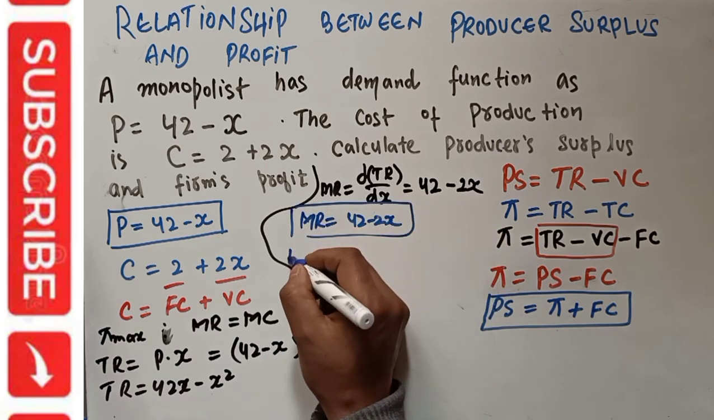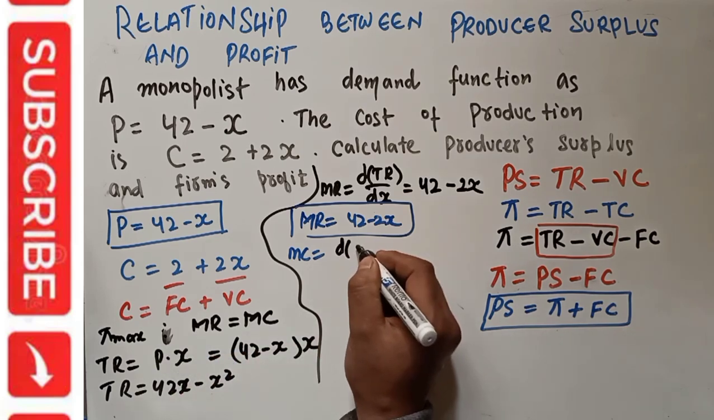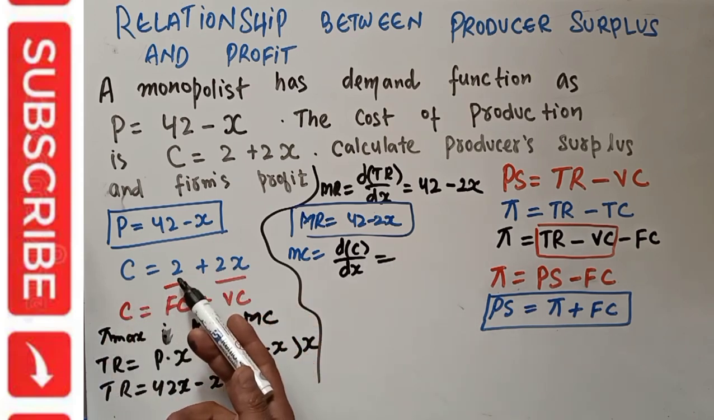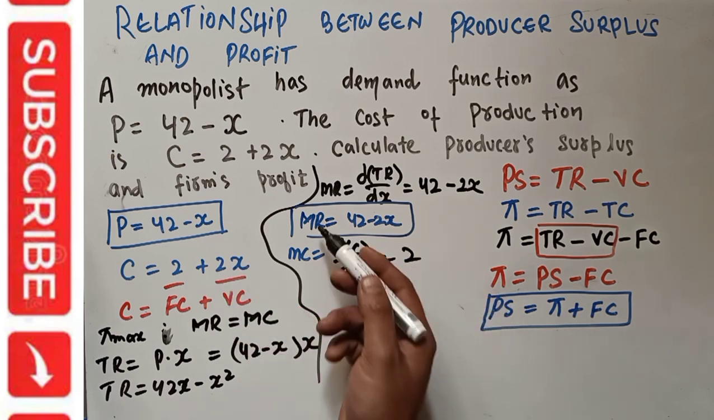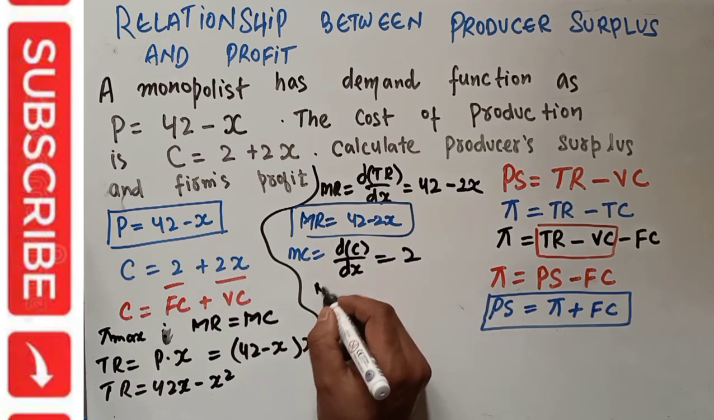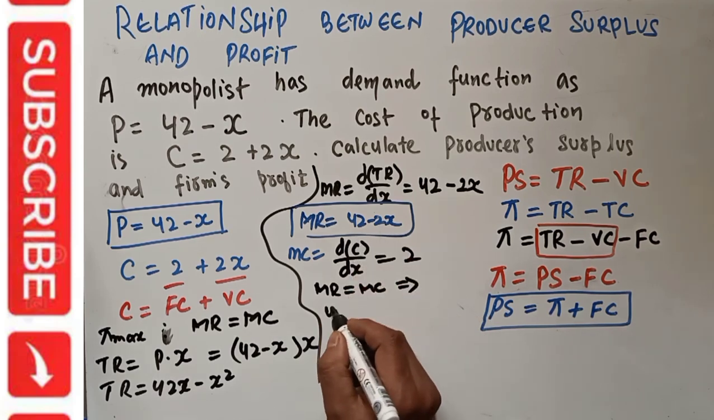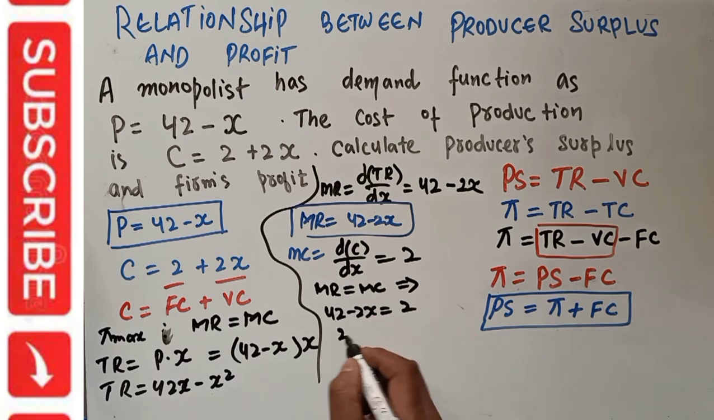Now we need to calculate the marginal cost. Marginal cost, as we know, is simply the derivative of the total cost function with respect to output. So this is our total cost function. The derivative of a constant is 0. The derivative of 2X in the second term is 2, so we are left with 2. Equating marginal revenue with marginal cost, 42 minus 2X is equal to 2, which implies 2X is equal to 40. Dividing both sides by 2 gives us X equal to 20. So the profit maximizing output is 20.